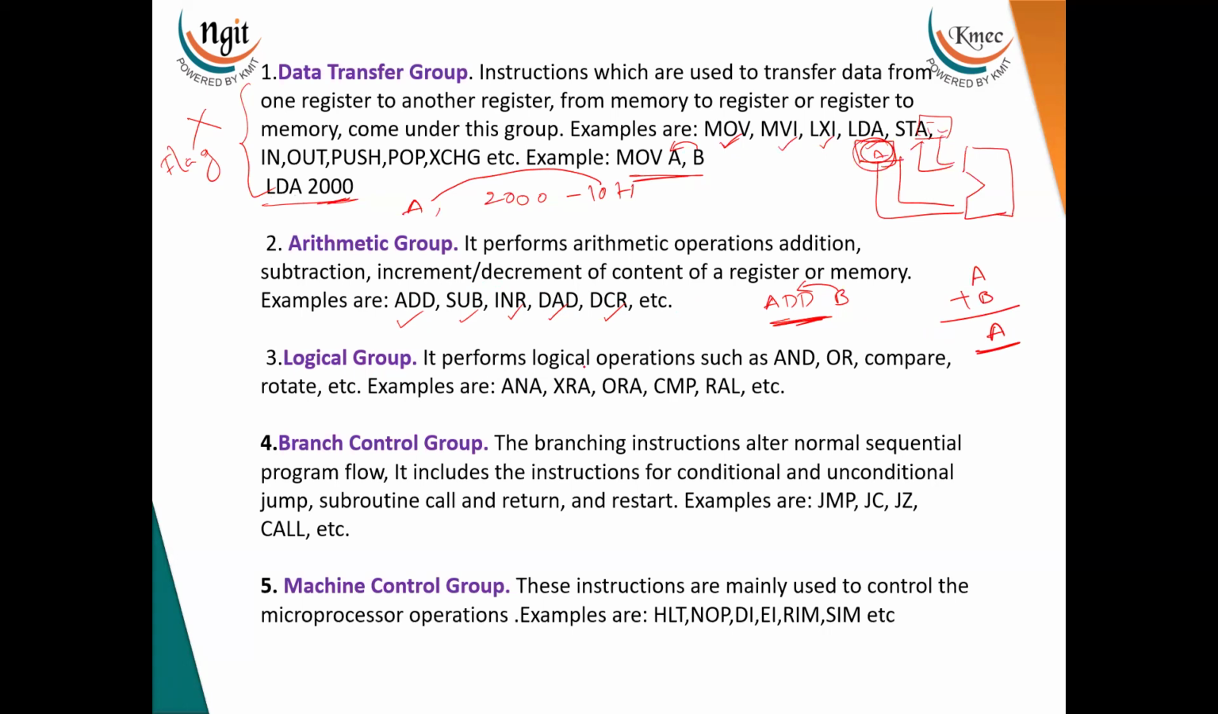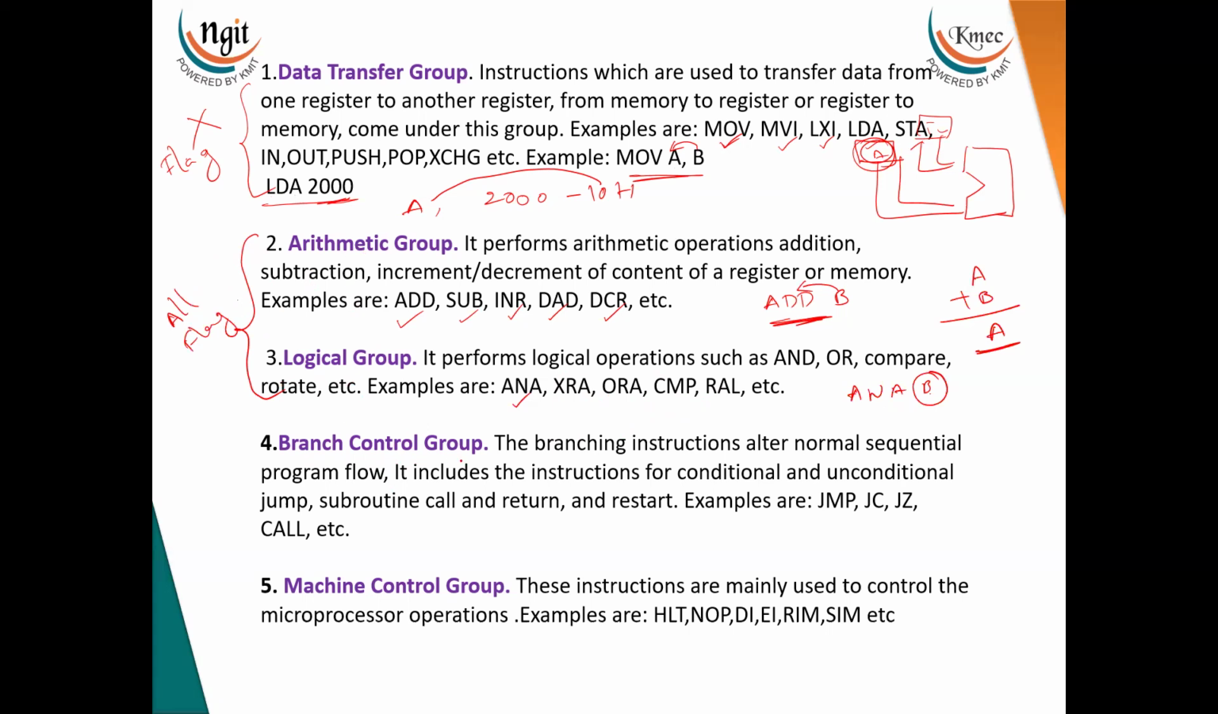Logical group. It performs the logical operations such as AND, OR, compare, rotate, etc. Now the examples: ANA means ANDing. If I specify a register, then the register B content is ANDed with the register A, and the result will be stored in register A. These are examples, and I will explain them in detail. When we execute these instructions, all the flags will be affected, for both the arithmetic and logical operations.